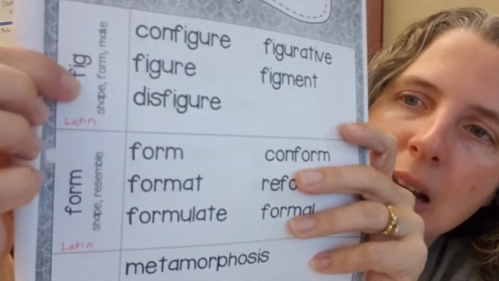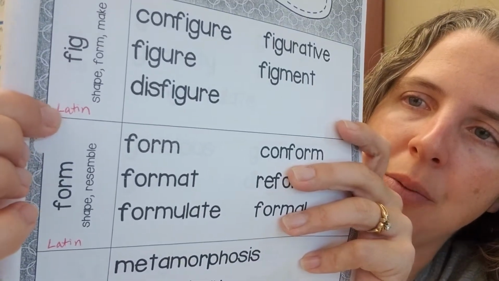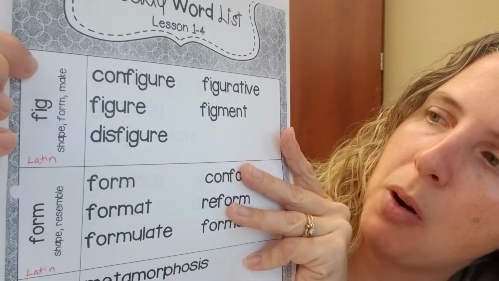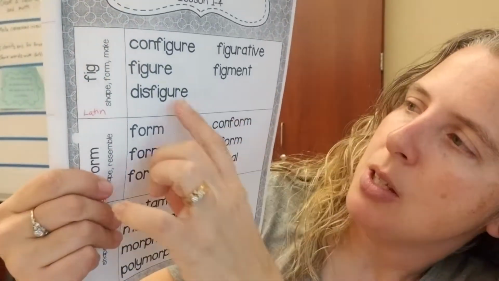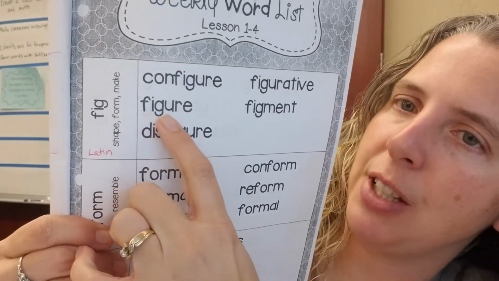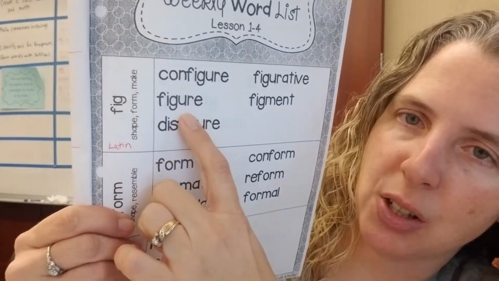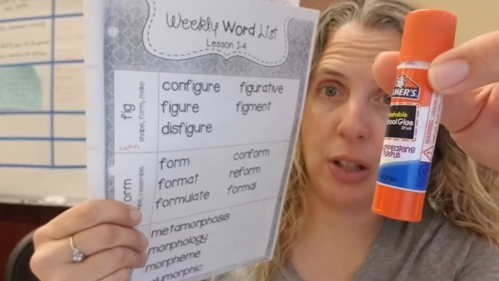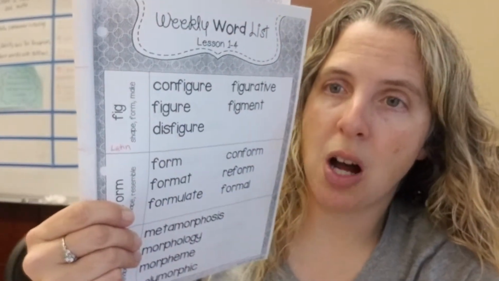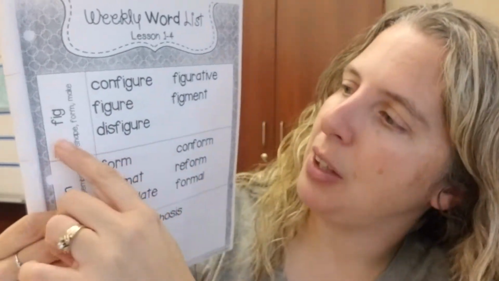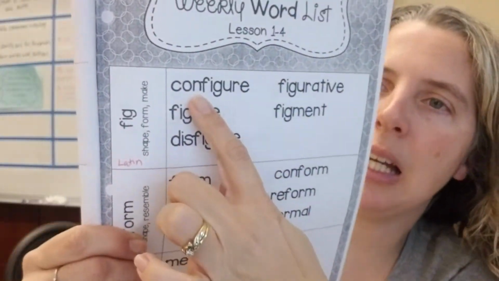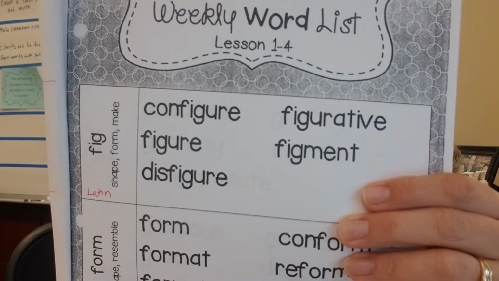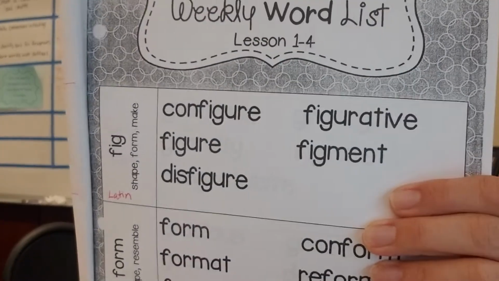So this first one is a Latin root. Write that down. It's fig, F-I-G. It means shape, form, or make. Okay, so like if you start with this one, figure, you know what a figure is. It's a shape, and that can be anything. This is a figure right here. I could draw a circle. That would be a figure. Those are shapes. Configure means to make shapes, make something form.